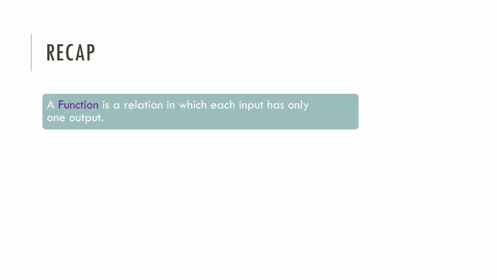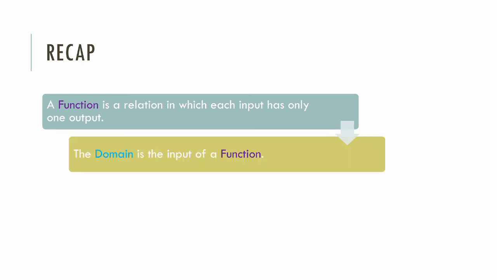So let's recap everything we have learned in this video. First of all, a function is a relation in which each input has only one output. Remember, that is the definition you need to know. Each input has only one output.